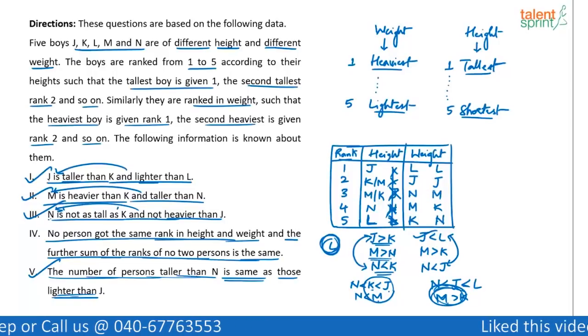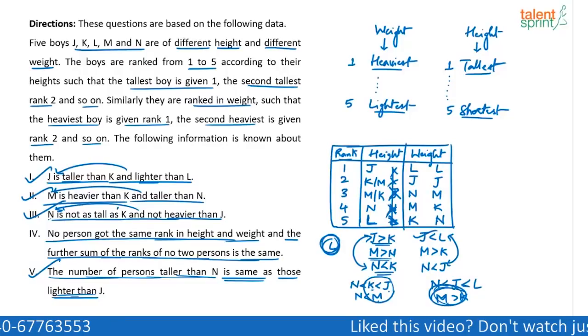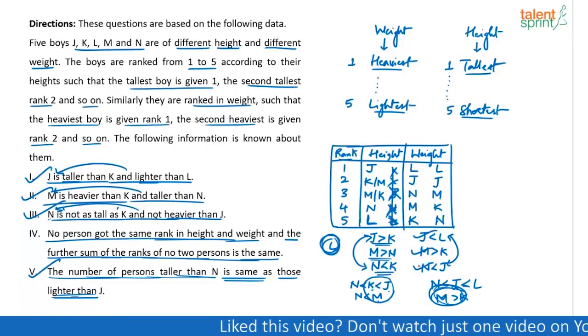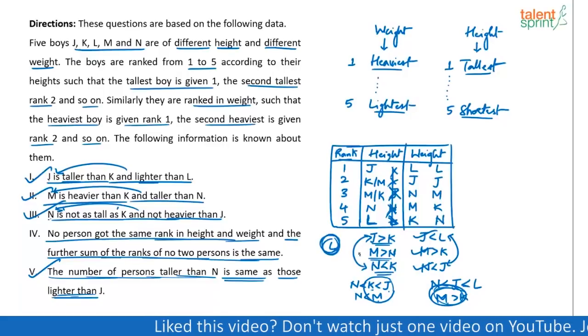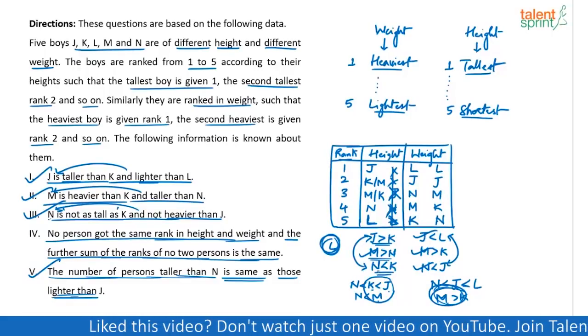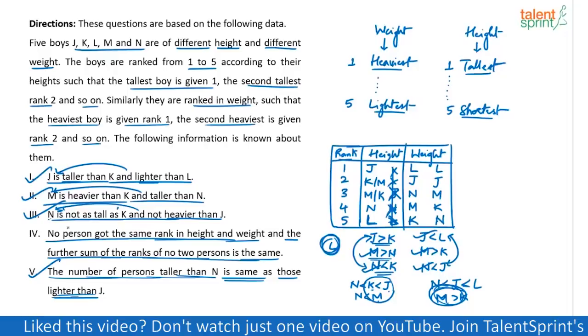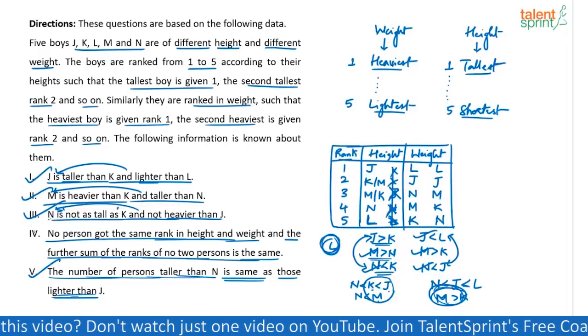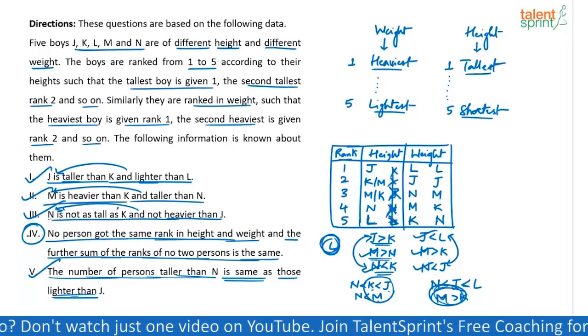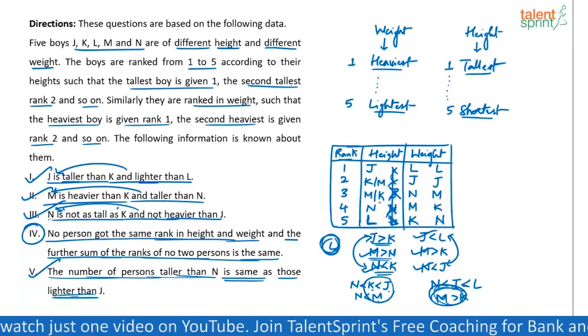This is done. Now try and understand how do we eliminate the wrong case, or how do we complete the whole thing. So M greater than K satisfied. N less than J satisfied. M greater than N is also satisfied in all the cases. I think all the points have been considered. Now I think we have to go with this idea. Point number 4 is only going to help us get out of this eventually, right? No person got the same rank in height and weight.